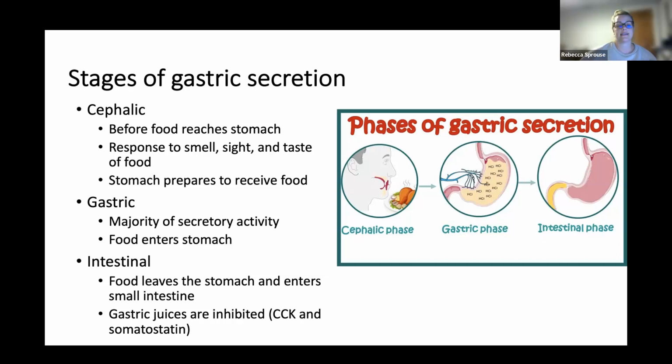Once those food contents exit the stomach and enter the duodenum, now we're in the intestinal phase. And once the stomach empties, now we need to turn off those gastric secretions. Otherwise, our stomach lining could be damaged by the excess enzyme and hydrochloric acid secretion. That is going to be done by something called cholecystokinin, or CCK, and then also somatostatin is going to inhibit that as well.